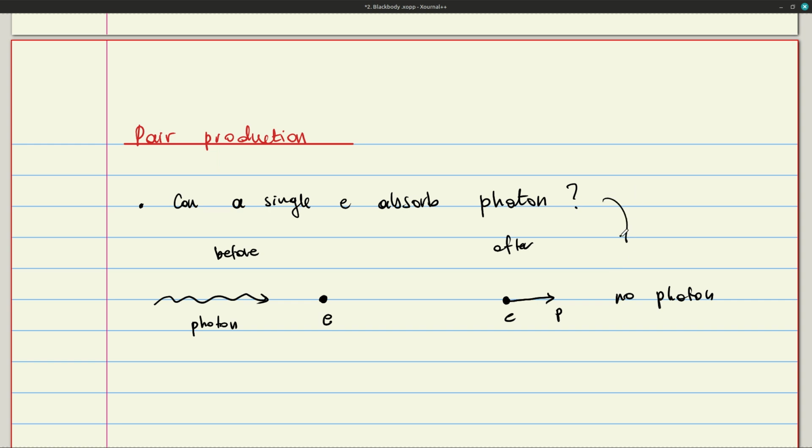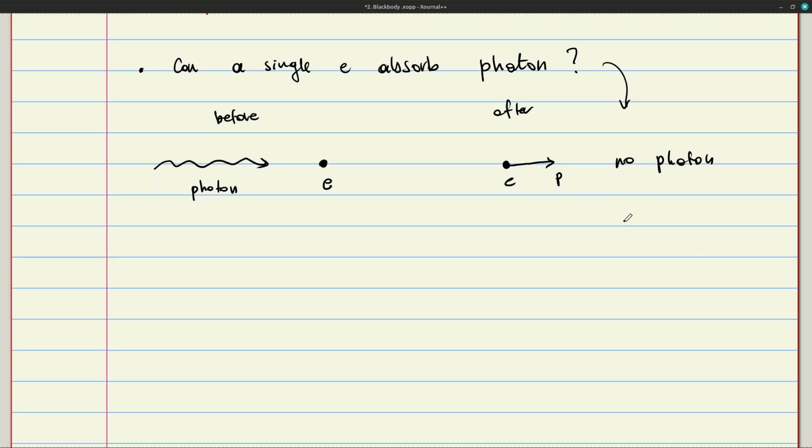So this question, is this even possible? Any suggestions? How can we check something like this? What are we supposed to do to determine if this is allowed or not? What is the principle? Exactly. We need to write momentum and energy conservations.